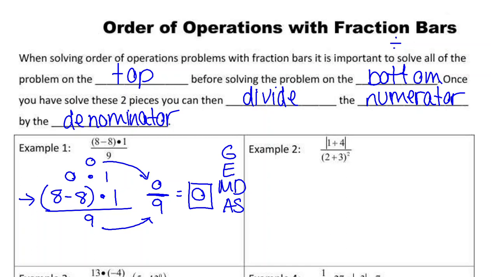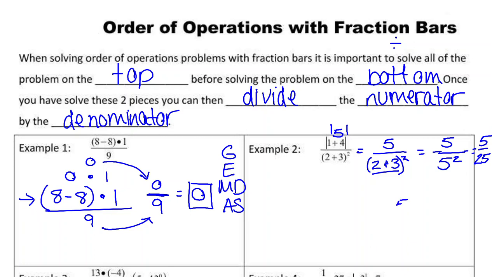Number 2 is another good one that you can work top to bottom, or if you want to work it side to side, that's fine too. So if you worked it side to side, I'm always going to start with the top first. You would do 1 plus 4 would be 5, and then absolute value of that would be regular, positive 5. And this is still all over 2 plus 3 to the second power. And then I could do 5 on top. 2 plus 3 would be next, which is 5 to the second power. Then I could solve 5 to the second power, which would be 25.